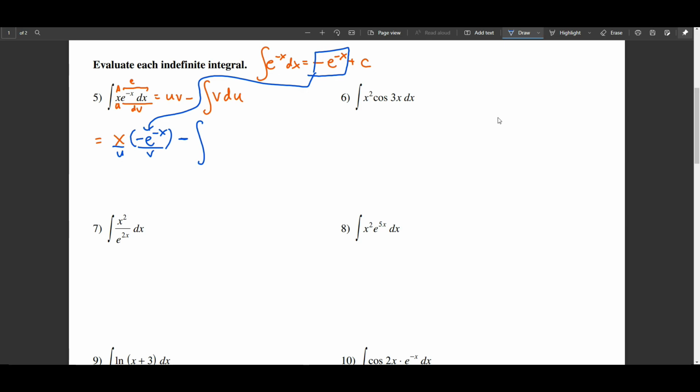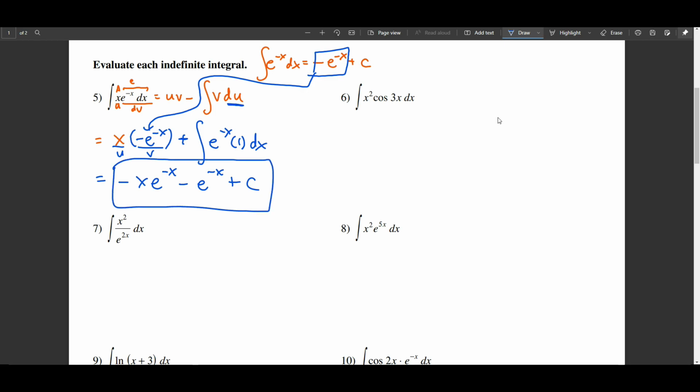So our v is here. We got minus e to the minus x. That's going to combine with this minus in the front to make positive e to the minus x. And we got our du. We know our u, so our du is going to be the derivative of our u. The derivative of x is 1 dx. Awesome. So if you simplify this, you get negative x e to the negative x. And then the integral of e to the negative x, you ignore the 1, is going to give you negative e to the negative x plus c.